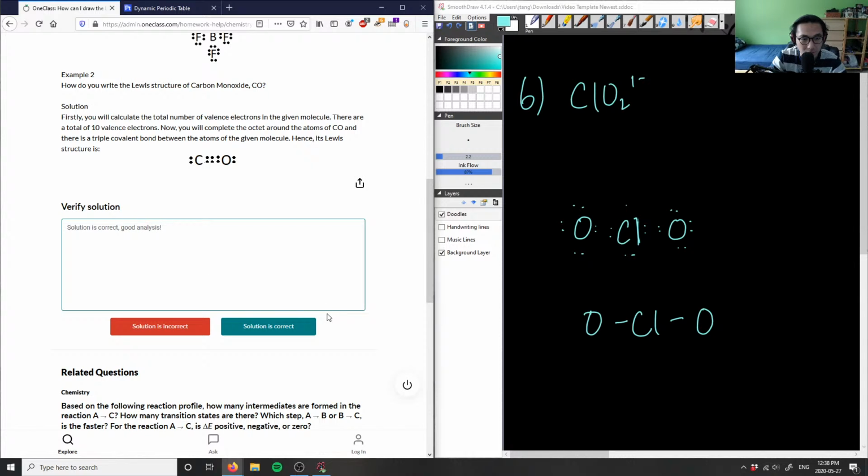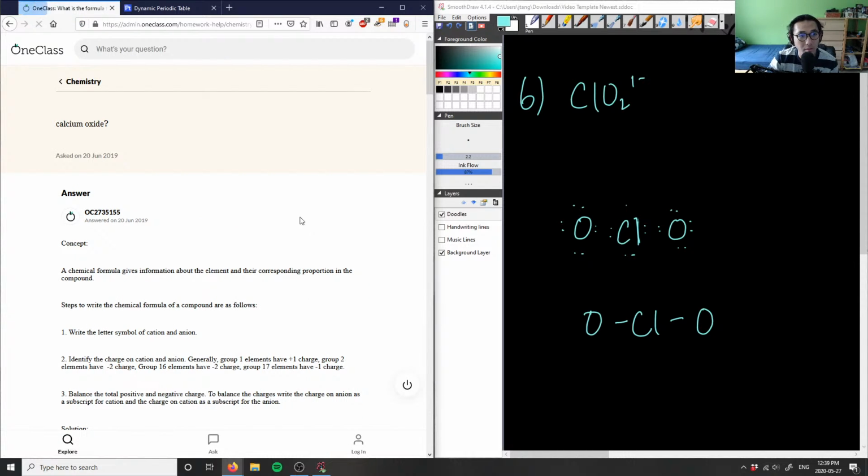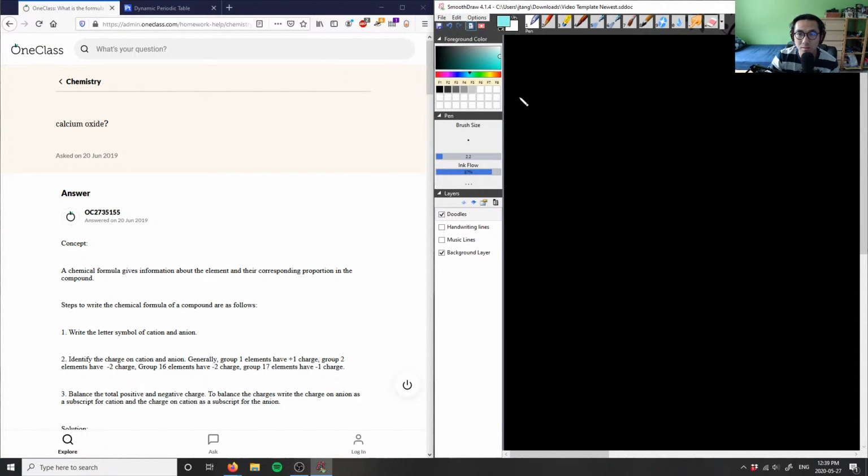Good analysis here. Okay, that's number 6. Number 7, I'm assuming they want the chemical formula for calcium oxide, because that's what, let's look at the solution here. So calcium chemical formula.